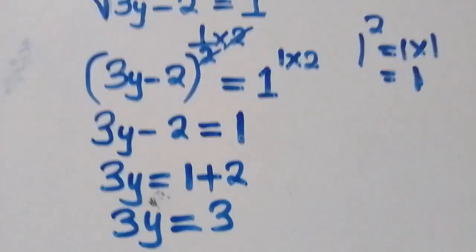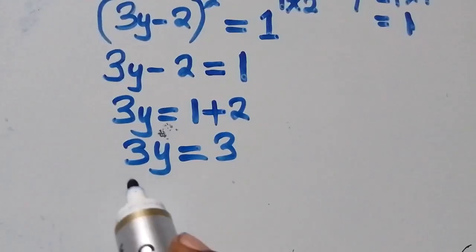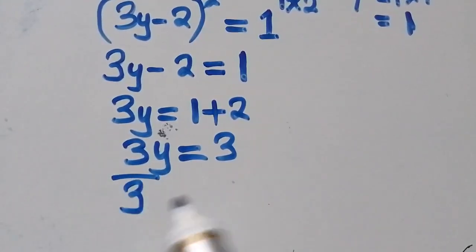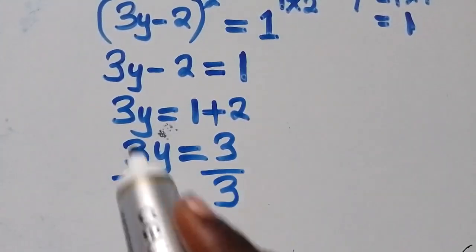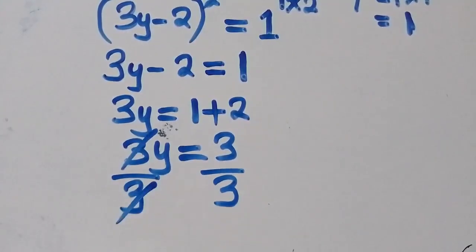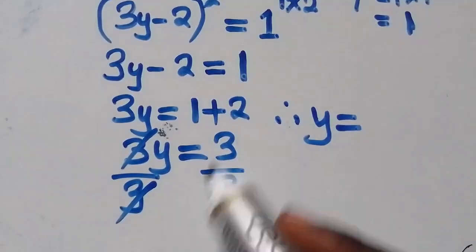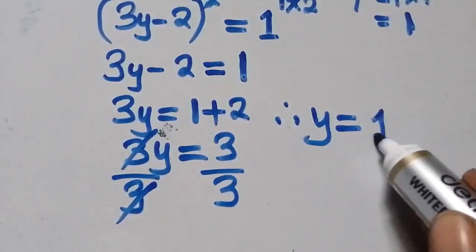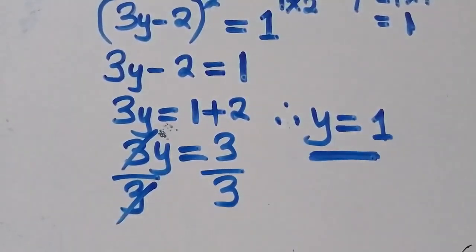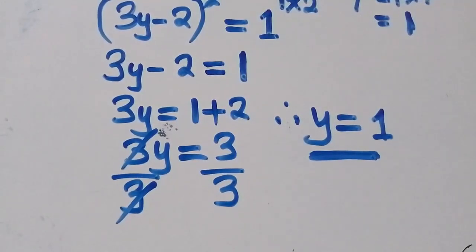Then the next thing that you are going to do is divide both sides by 3 so that these can cancel out. You remain with, therefore, y is equal to 3 divided by 3, which is 1. So this is our answer. This is how we get to answer that equation, and that's how you need to work it out. These are procedures that you need to learn. These are things that you need to follow.